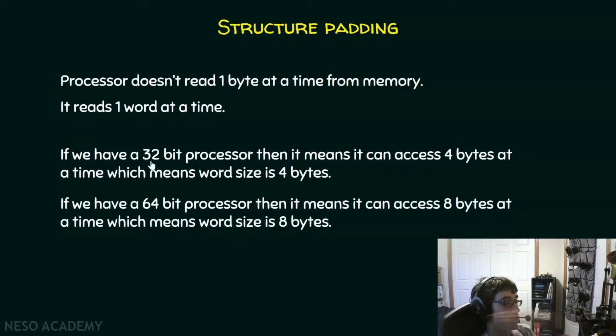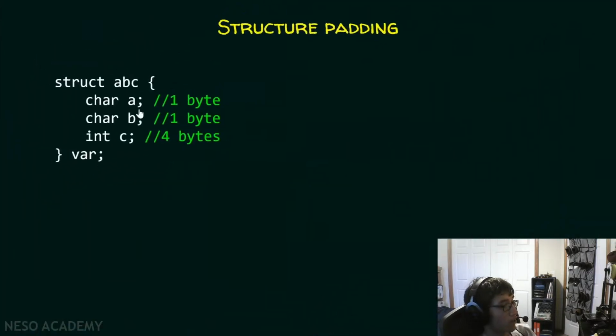Try to understand the meaning of this 32-bit and 64-bit here. 32-bit processor means the processor is capable to access 4 bytes at a time, okay? And 64-bit means that processor is capable of accessing 8 bytes at a time, okay? So it is not the case that processor reads 1 byte at a time from memory. It reads 1 word at a time. Now it depends upon the architecture what is going to be the size of the word.